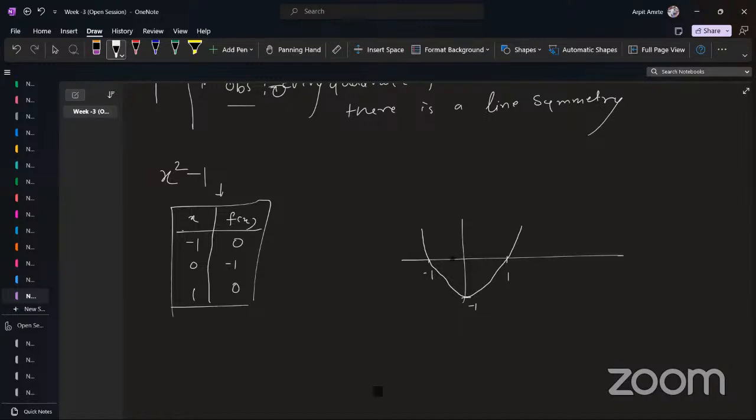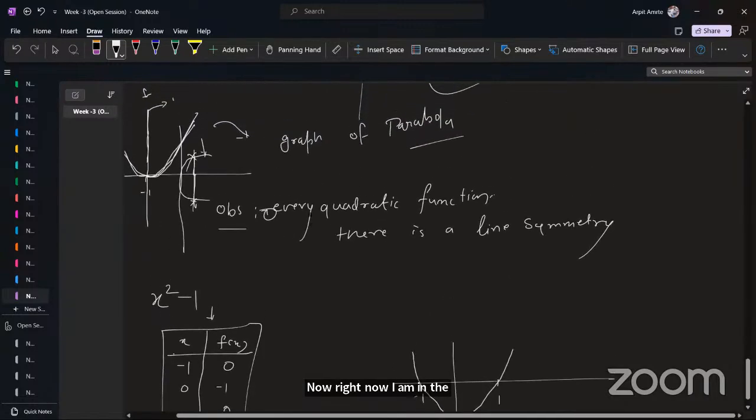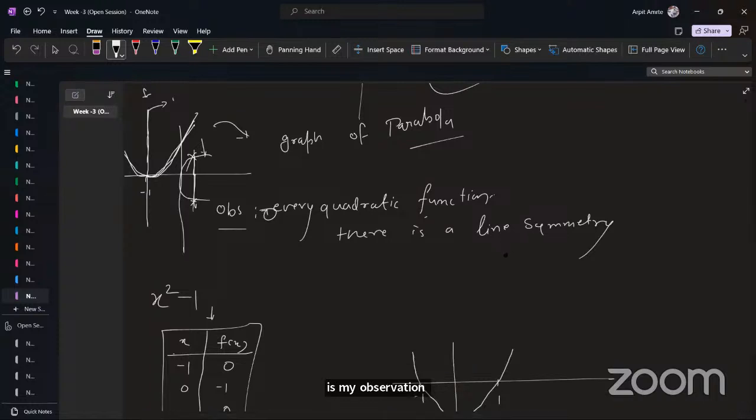That vertex thing I haven't discussed yet. Right now I am on the axis of symmetry. So what is my observation? Each quadratic function has a line of symmetry. Right? Each quadratic function has a line of symmetry. So what is the role of the line of symmetry?